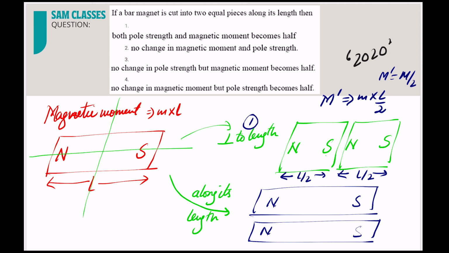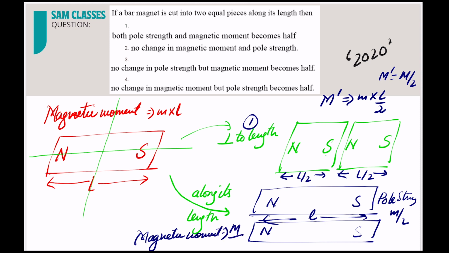Now in the second case, what happens? The length is the same, of L only, but the pole strength changes. The north and south pole strength becomes M by 2. So the magnetic moment is again M by 2.